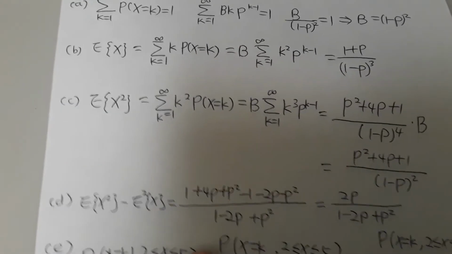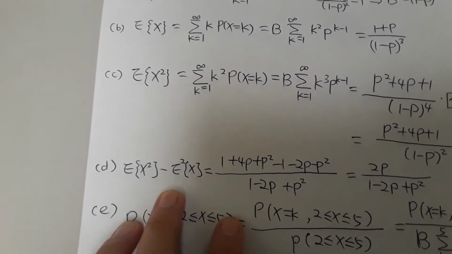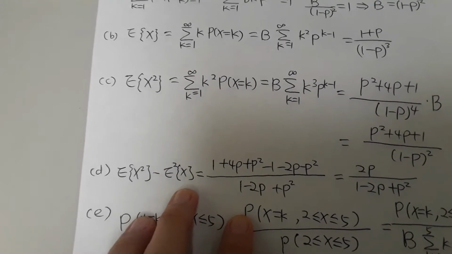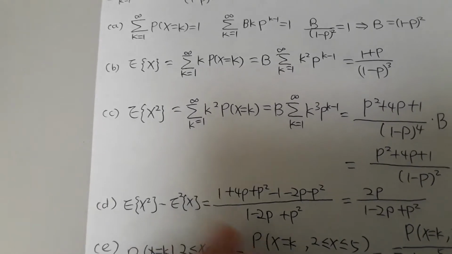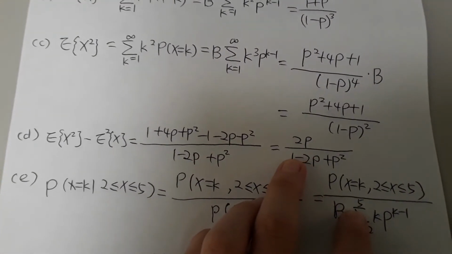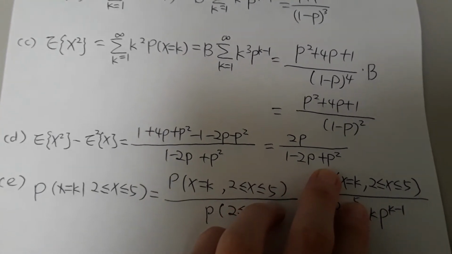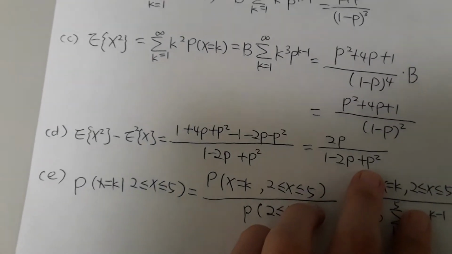For question D, to find the value of the expectation of x squared minus the square of the expectation of x, we just need to plug the answers of part B and C into it. Then I can get 2 times p divided by (1 minus 2 times p plus p squared). This is the answer for part D.